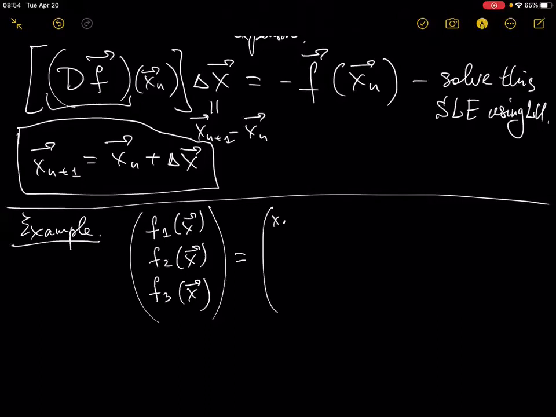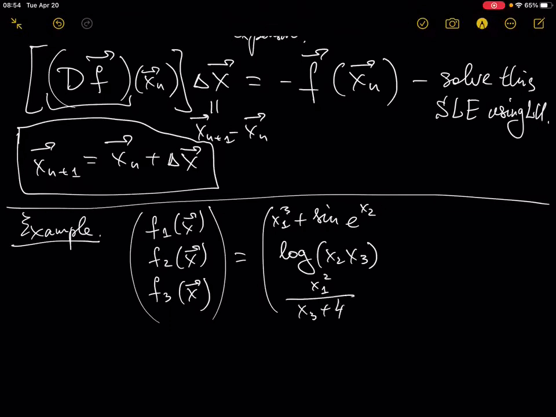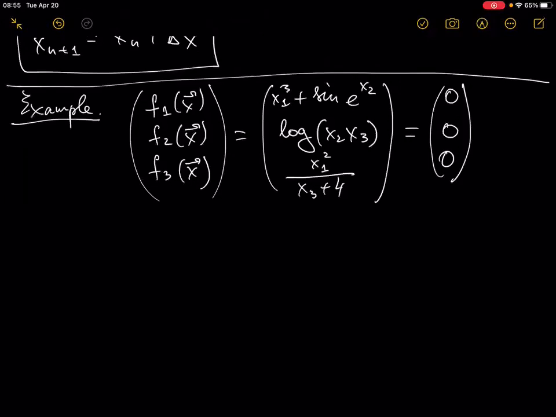So f1 is x1 cubed plus sine e to the power x2. Here, logarithm of x2, x3. Here we have x1 squared divided by x3 plus 4. Again, of course, we require this to be equal to the 0 vector, right? Okay, now let us find the Jacobian.